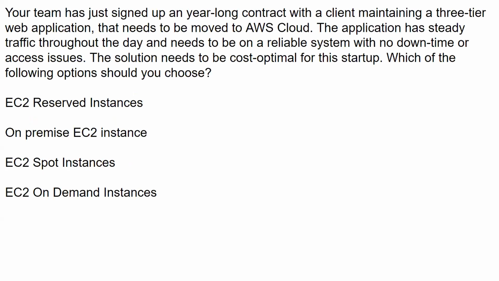This is correct. Your team has just signed up a year-long contract with a client maintaining a 3-tier web application that needs to be moved to the cloud. The application has steady traffic throughout the day and needs to be on a reliable system with no downtime or access issues. The solution needs to be cost optimal for the startup. Which of the following options should you choose?